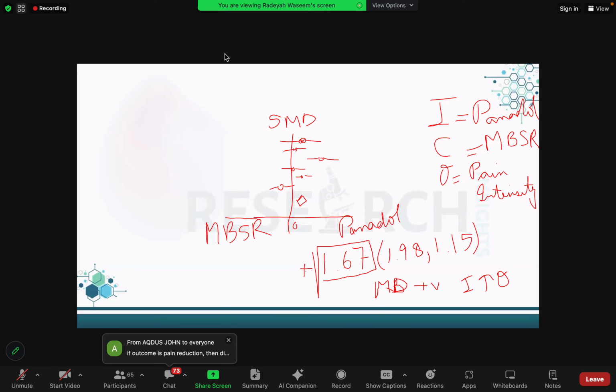The diamond is pain reduction. No, see, pain reduction is different. We're talking about pain intensity, okay? Pain intensity is how much pain you feel, basically. So this is the outcome that I decided over here. Your outcome could be different, and then your values could be different. This is just a proposed value.